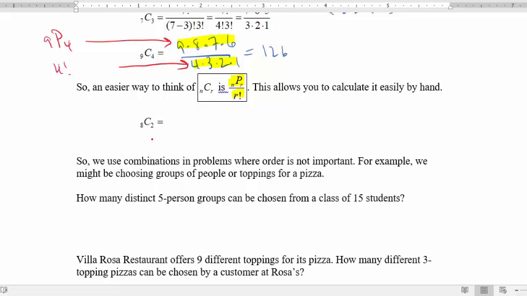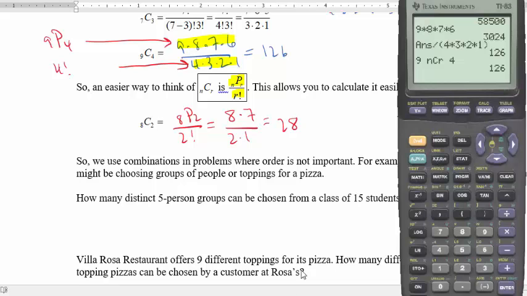So if you're doing 8C2, 8C2 is really going to be 8P2 divided by 2 factorial. So it's really just going to be 8 times 7 over 2 times 1. And that's going to be 56 over 2, which is going to be 28. And again, you could do that on the calculator. 8 math nCr 2, 28. Right? So it works either way.